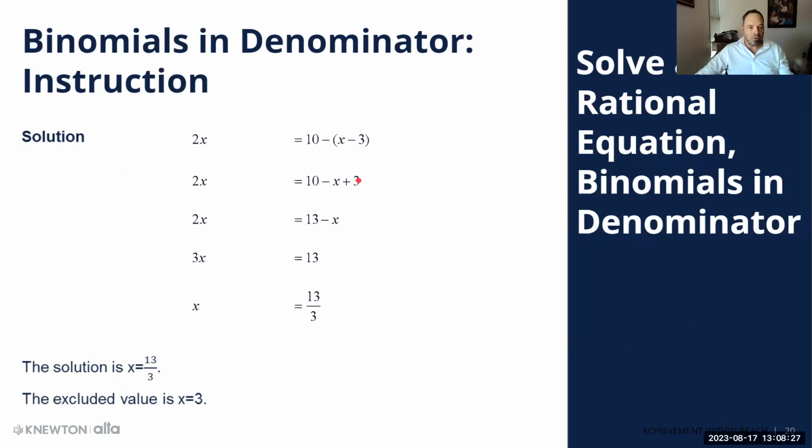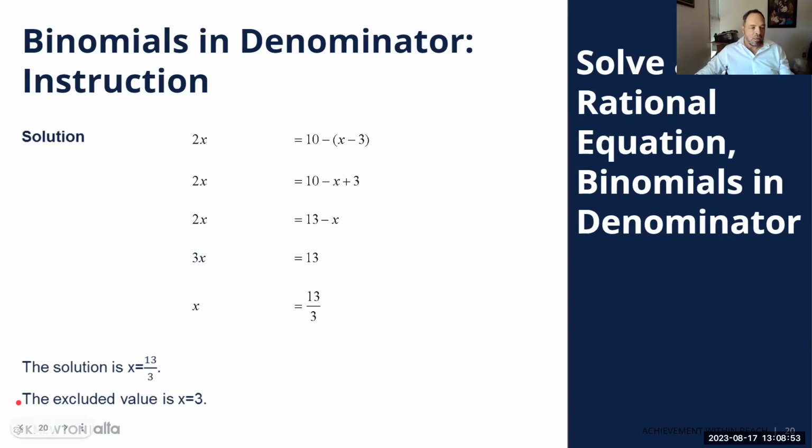You add the 10 and the 3. That's 13. You add the x to both sides. So now you've got 3x on the left and the 13 by itself on the right. You divide both sides by 3. And your answer is 13 thirds.